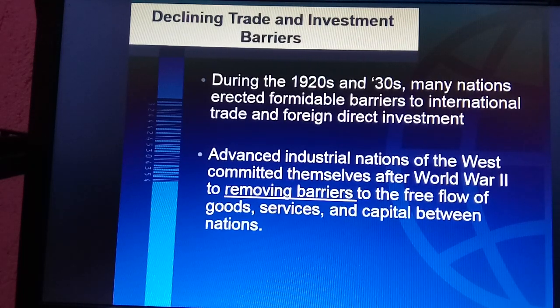So what are these countries of the West? Of course, we have the United States and we have European countries. So they belong to the Western Hemisphere. Those former colonizers also whose economies have already developed, no? So they started removing these barriers to the free flow of goods as well as of services and capital between nations. So for European countries, they started trading with neighboring European countries, no? And then eventually with countries outside of their continent.